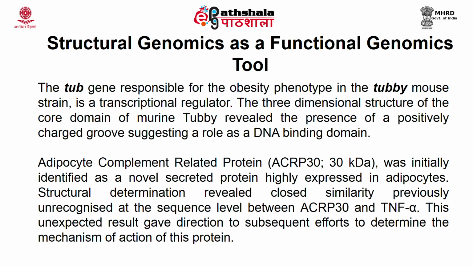Adipocyte complement related protein, also called ACRP30, which is 30 kilodaltons, was initially identified as a novel secreted protein highly expressed in adipocytes. Structural determination revealed close similarity, previously unrecognized at the sequence level, between ACRP30 and tumor necrosis factor alpha. This unexpected result gave direction to subsequent efforts to determine the mechanism of action of this protein.